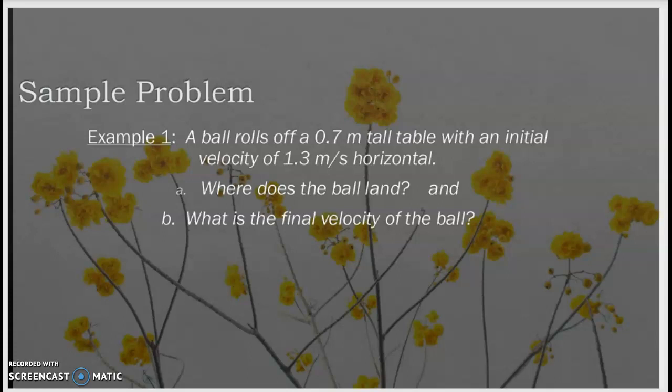So in our sample problem, a ball rolls off a 0.7 meter tall table with an initial velocity of 1.3 meters per second horizontal. Where does the ball land, and what is the final velocity of the ball? So there are two parts to this problem. First, we're going to solve A, and then we're going to have to go back with our new knowledge from solving A, and we're going to solve B.